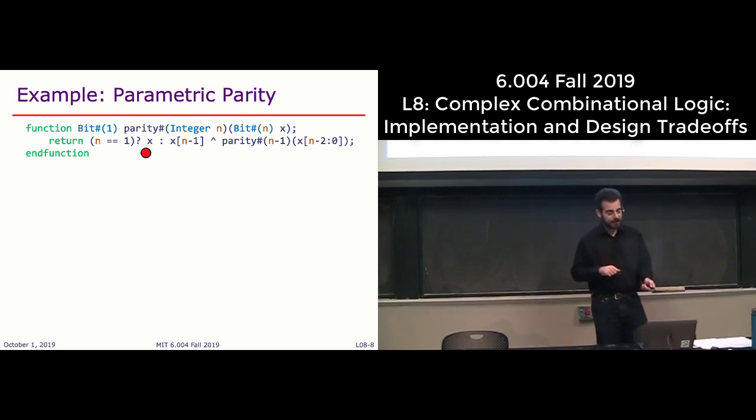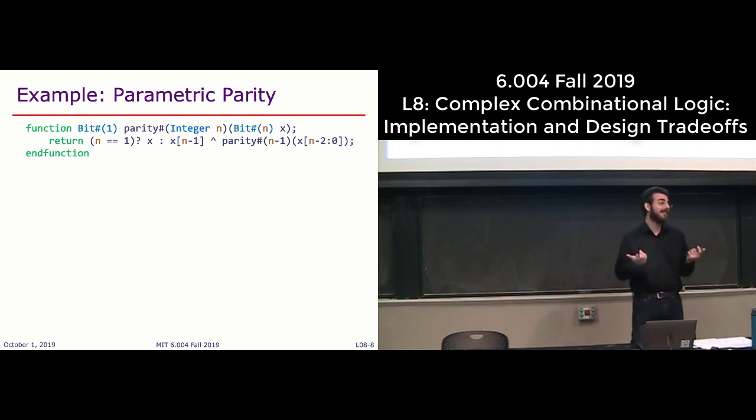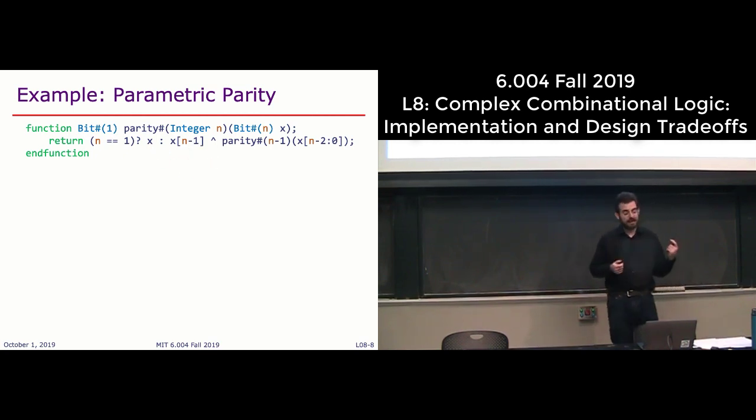And then this function says, well, if n is 1, then just return x, because x is a 1-bit value, and that's just the parity of x. And if it's larger than 1, then take the most significant bit, x of n minus 1, and XOR it with the output of parity of n minus 1, which takes x of n minus 2 to 0. So take all the remaining bits, all the bits except the most significant one, run those through parity of n minus 1, take the output and XOR it with x of n minus 1.